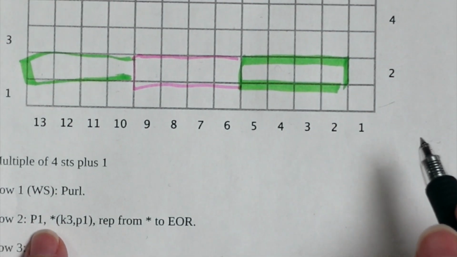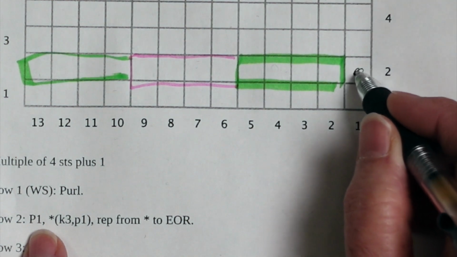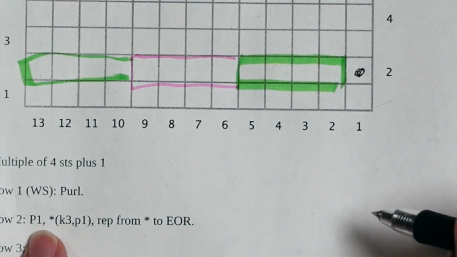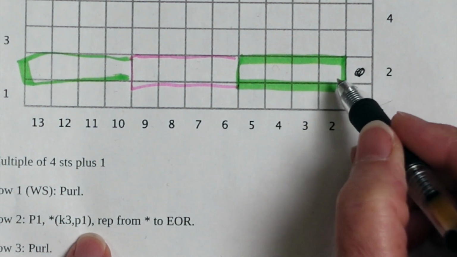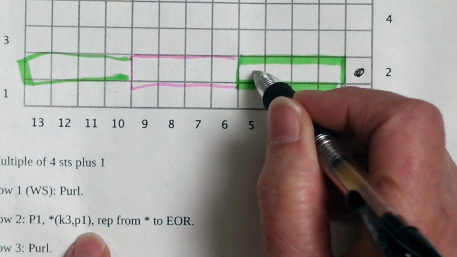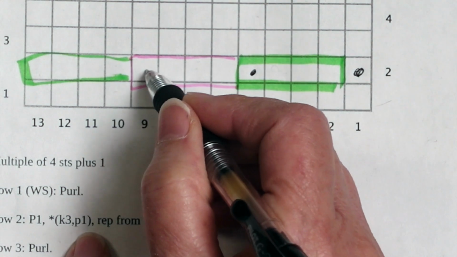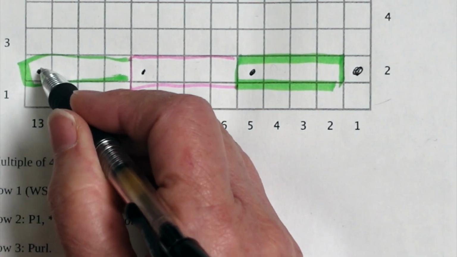That first stitch is a purl stitch. We're going to use a dot for a purl and a blank box for a knit. And then it's knit 3, purl 1, and then repeat. So I have 3 blank boxes and a purl stitch all the way across. This is very easy to chart.